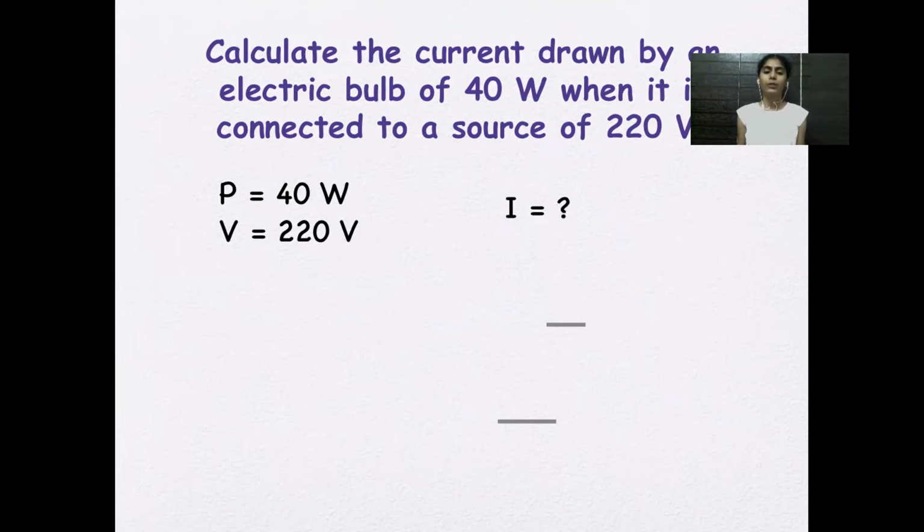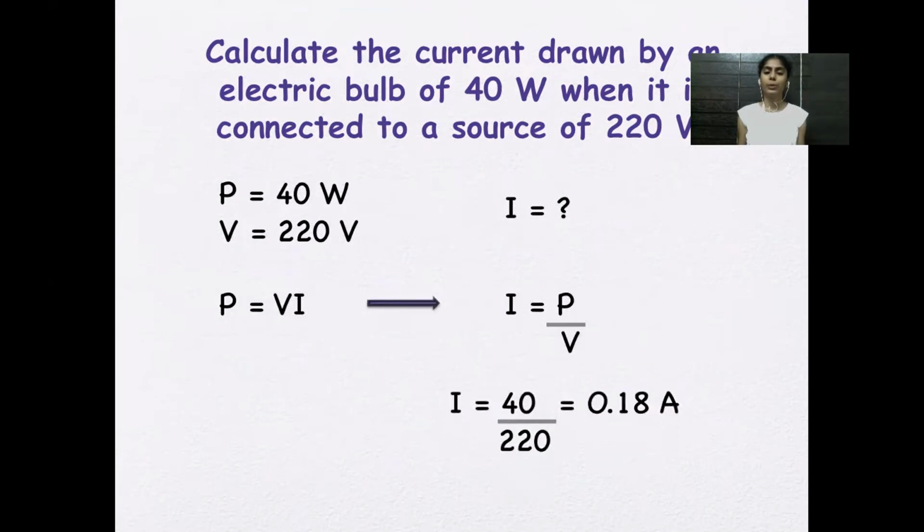Now, we know the formula P is equal to VI. From this formula, we get I is equal to P by V. We know the values of P and V. So, by substituting those values in this formula, we get I is equal to 40 by 220, which is equal to 0.18 ampere. So, the electric current drawn by the electric bulb of 40 watts when it is connected to a source of 220 volts is 0.18 ampere.